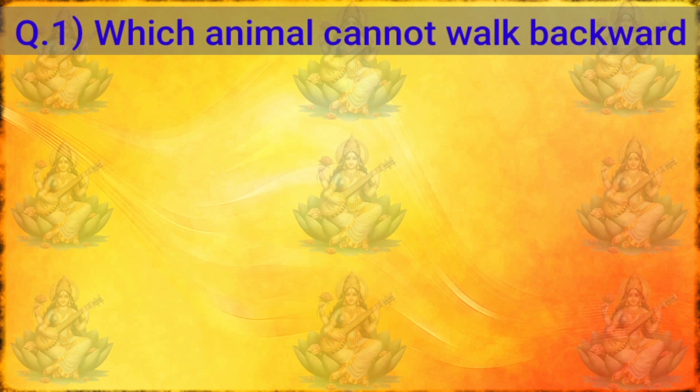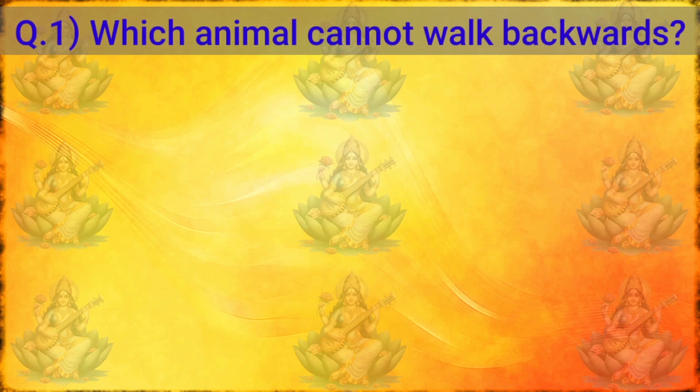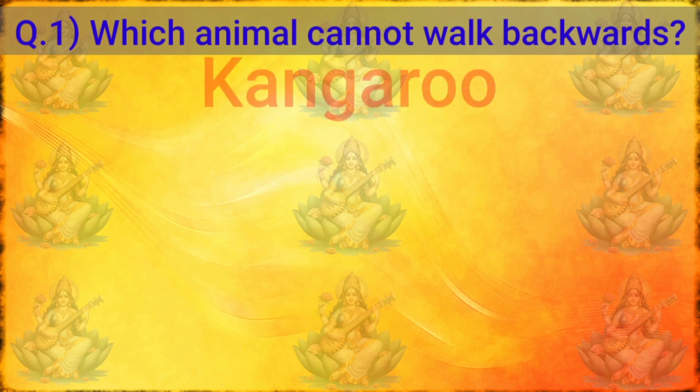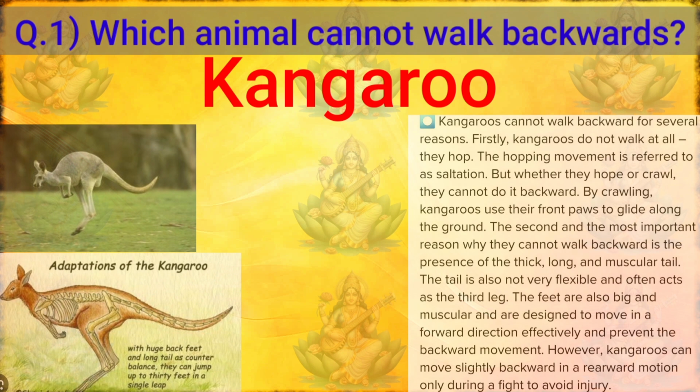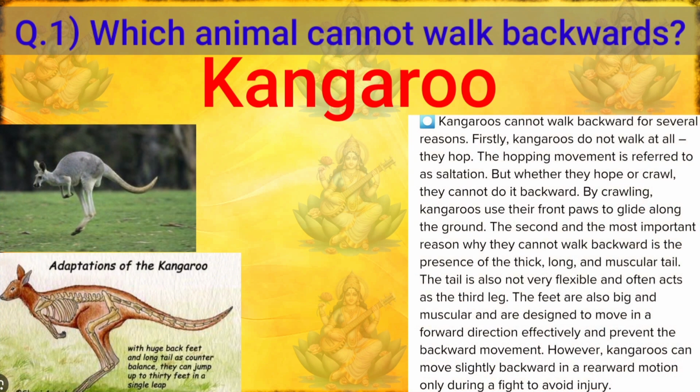The first question is, which animal cannot walk backwards? The answer is kangaroo. Yes friends, kangaroos cannot walk backward for several reasons. Firstly, kangaroos do not walk at all, they hop. The hopping movement is referred to as saltation, but whether they hop or crawl, they cannot do it backward. By crawling, kangaroos use their front paws to glide along the ground.